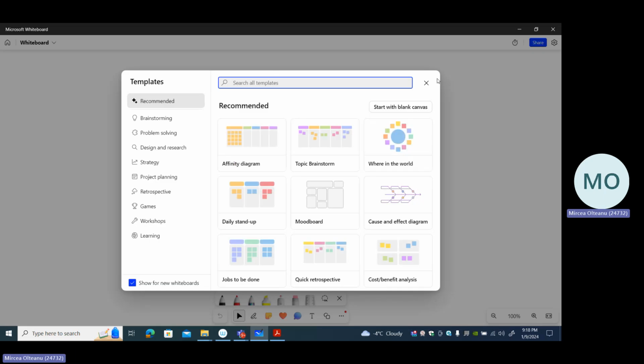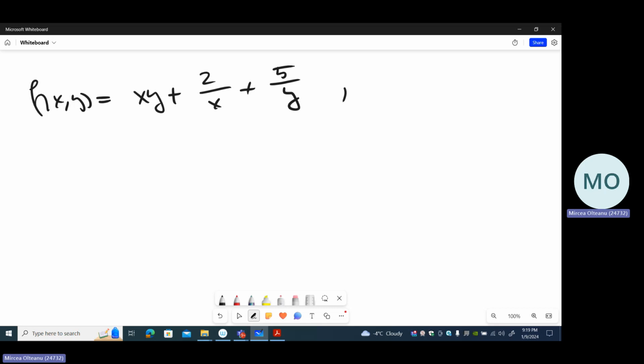Now, let's see a rational function, for example, f of x and y equals xy plus 2 over x plus 5 over y. Here the domain of definition is without the straight lines x equals 0, y equals 0. Now we start to compute the partial derivatives, first with respect to x.